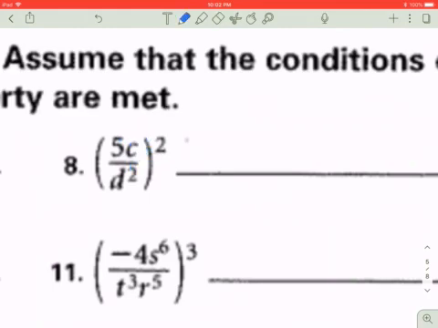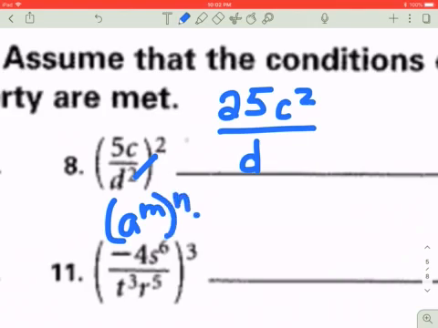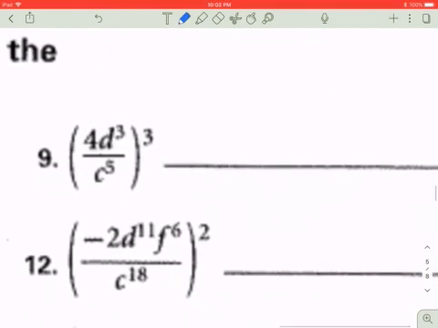So 5 squared is 25. C to the second is c to the second. And d, and we're with a power to a power. If I have a to the m to the n, that equals a to the m times n, so that would be d to the fourth. Okay. On this one, I apply the 3 to everything.